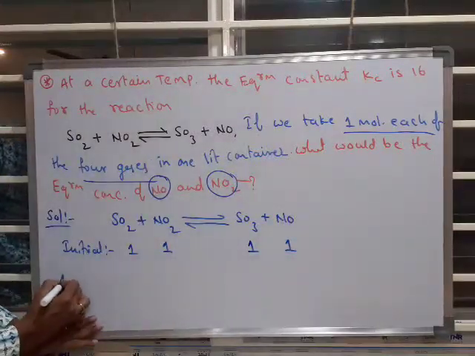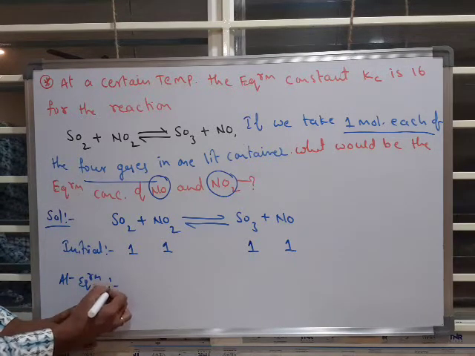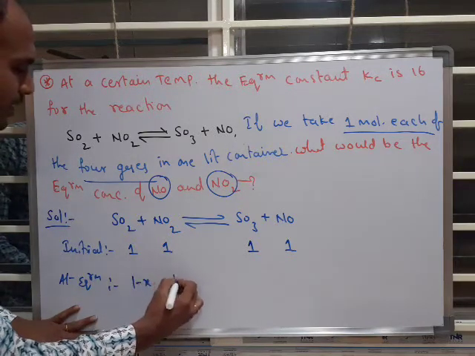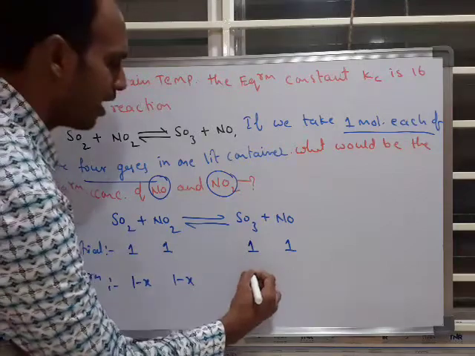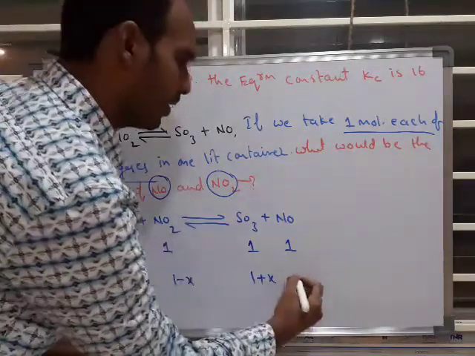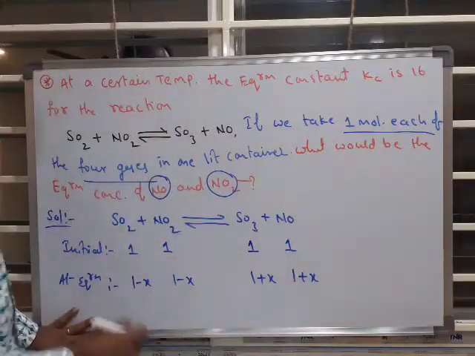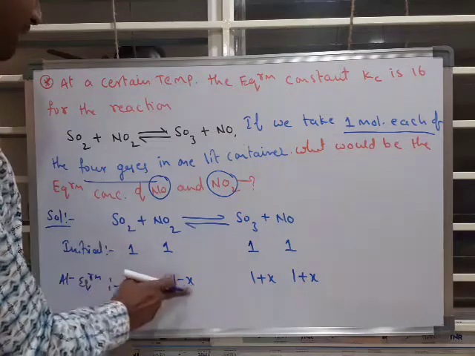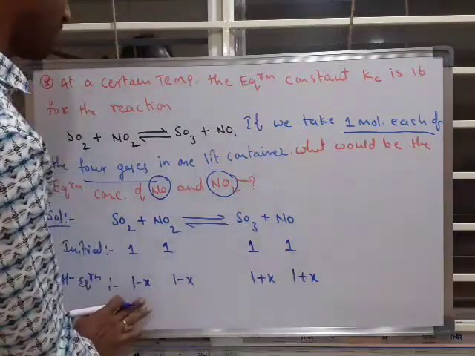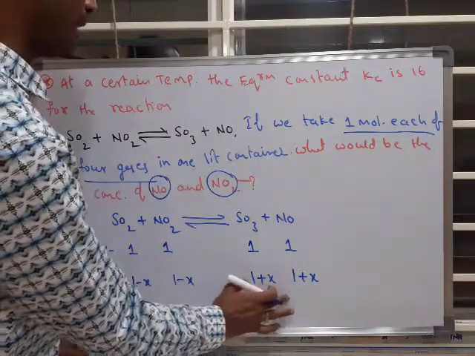So at equilibrium, we know that reactants are 1 minus x, 1 minus x. Here already we know if nothing is there, we write the x. Already 1 mole is there, so 1 plus x, 1 plus x. So here there is only 1 mole, so 1x, 1 mole so 1x, 1 mole so 1x. The reactants are in the reactant position, so we are taking minus x. The products are in the product position, so we are taking plus x.